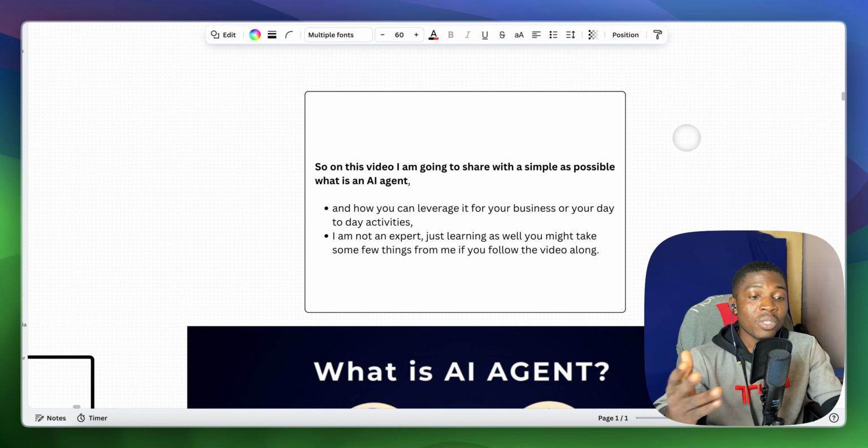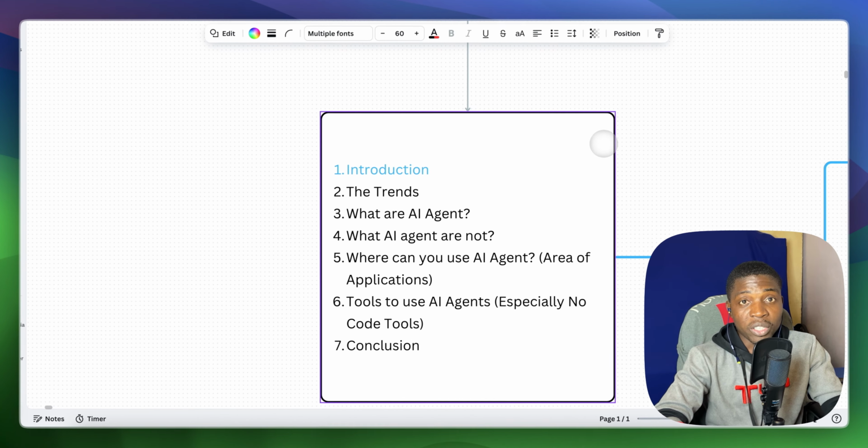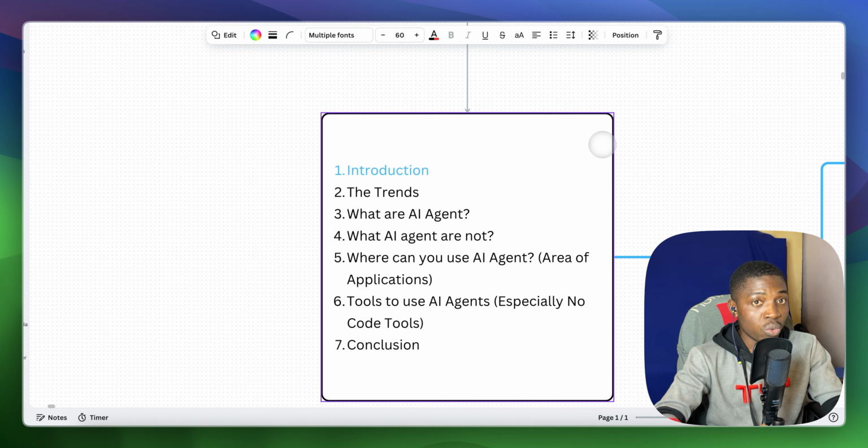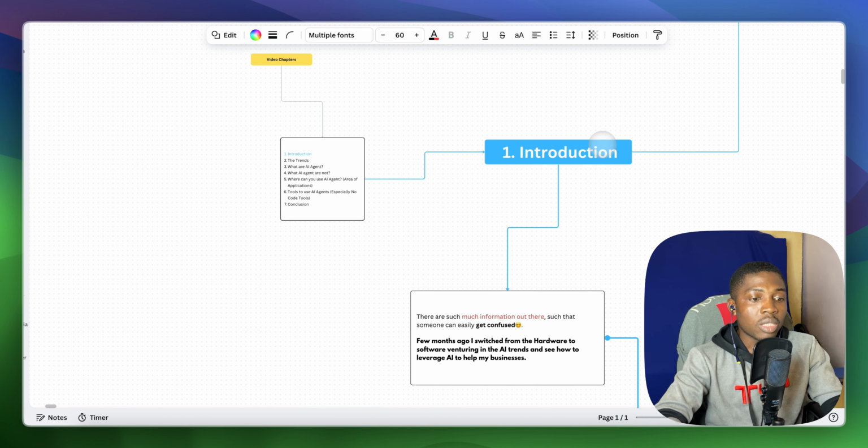In this video, I'm going to share, as simply as possible, what an AI agent is and how you can leverage it for your business or your day-to-day activities. I'm not an expert, just learning, and you might take a few things from me that can help you along your journey. I'm going to talk about the trends, what an AI agent is, what AI agents are not, where you can use AI agents, like applications of AI agents, tools to use to build AI agents, and we are going to conclude. So let's start with the trends.